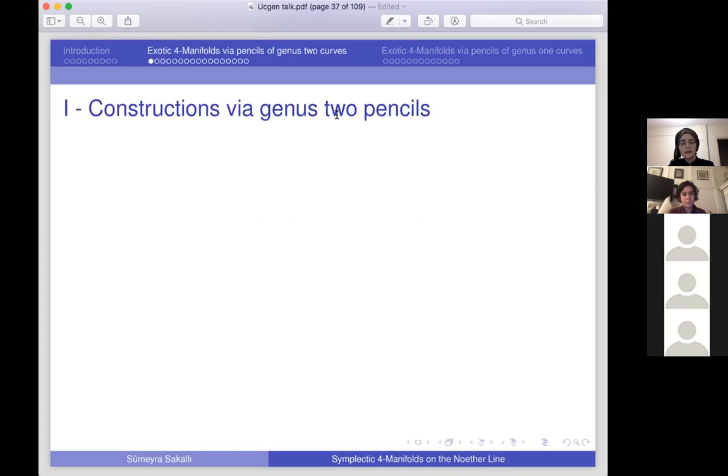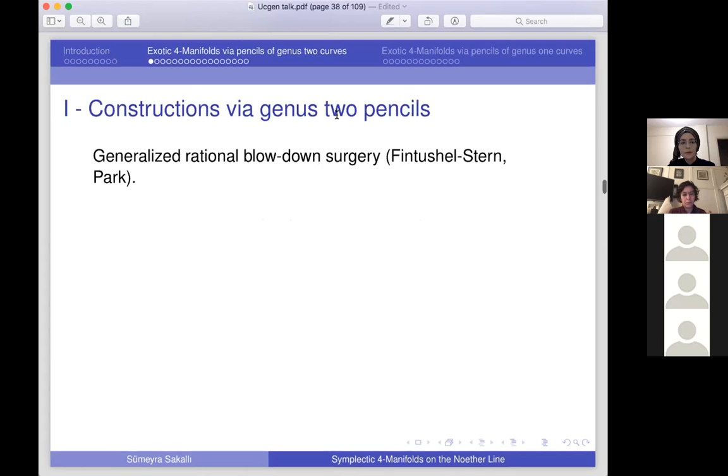The first one is a joint work, and these are constructions via genus 2 pencils. And in this work, we have worked with a special type of surgery, and these are called generalized rational blowdown surgeries. These are due to Fintushel-Stern, and the generalization is due to Park. And I want to give the main idea of this operation at first, and then I will be more precise.